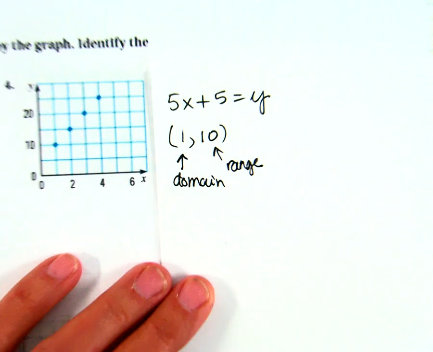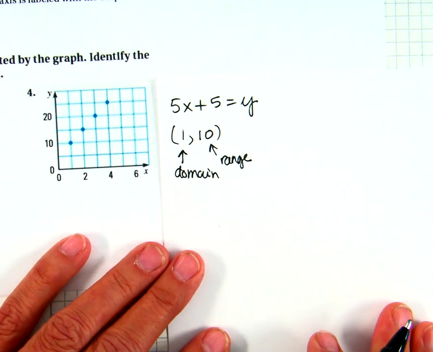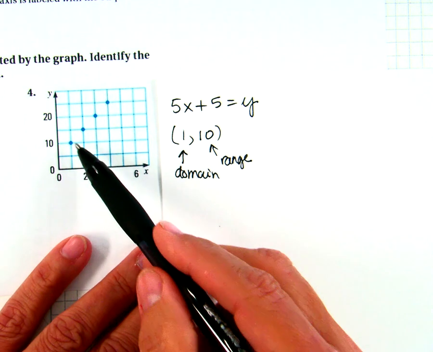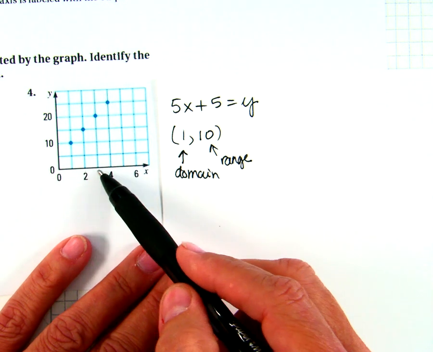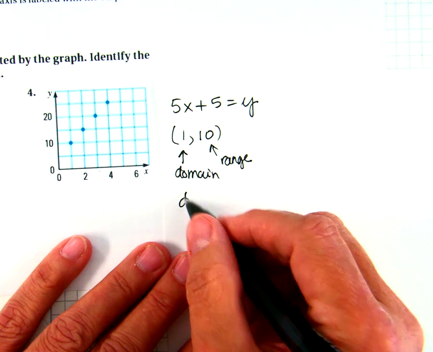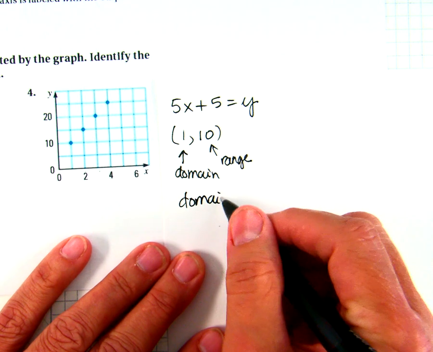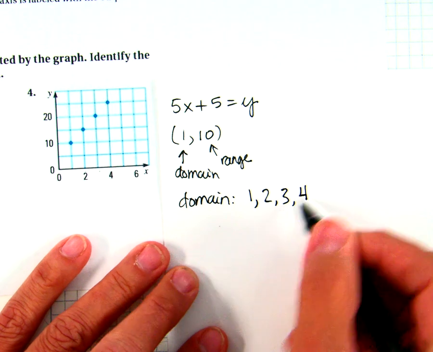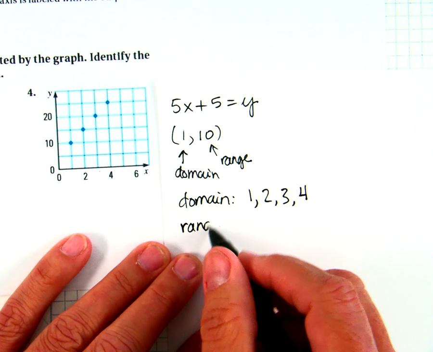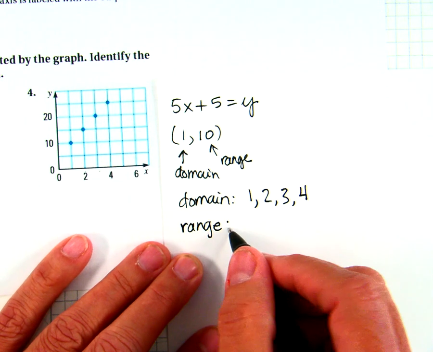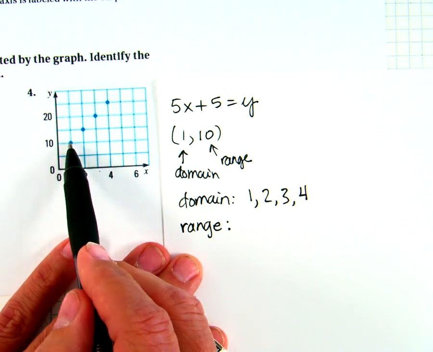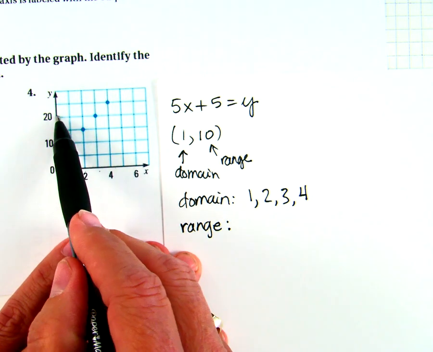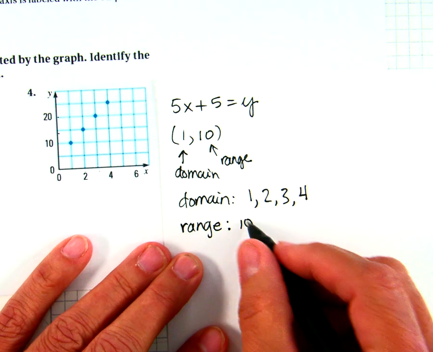So we can also look and see all of the places that are domain, x values. That's 1, 2, 3, 4. So all of the domain will be 1, 2, 3, 4. Let's look at the range. What will all of the range be? Well, let's look over here. On the vertical axis, the y value is 10, 15, 20, and 25.